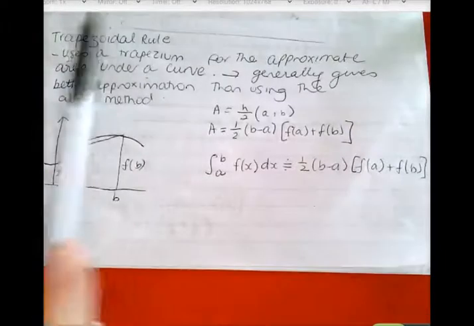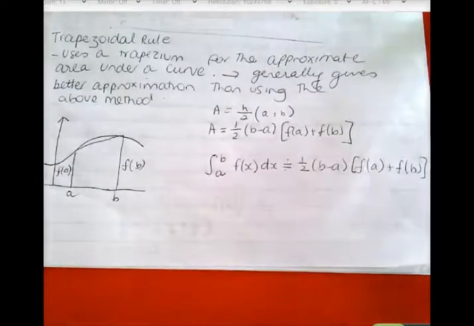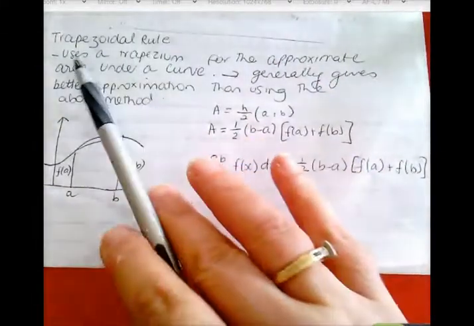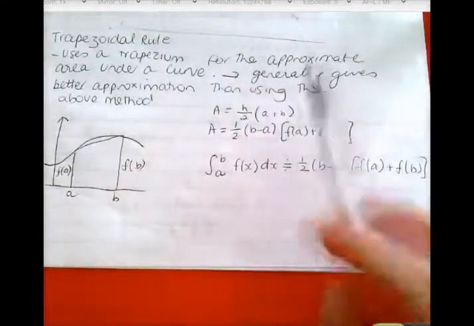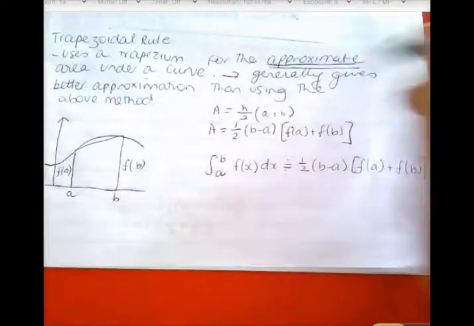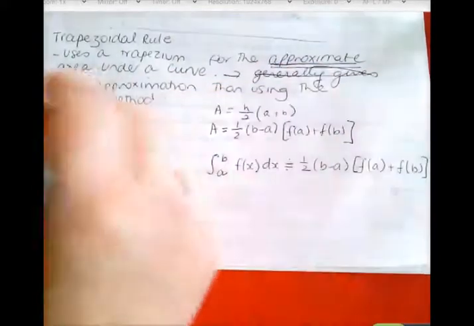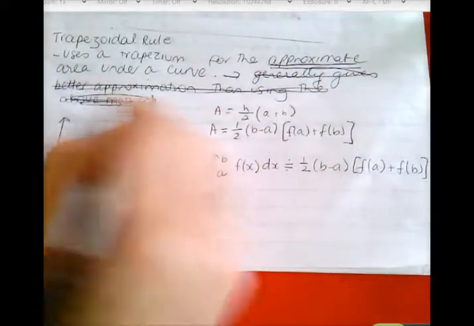Okay, so the trapezoidal rule. Remember, it's an approximation method. The trapezoidal rule uses a trapezium for the approximate area under a curve. That's really important. It generally gives a better approximation than using the above method. Don't write that.